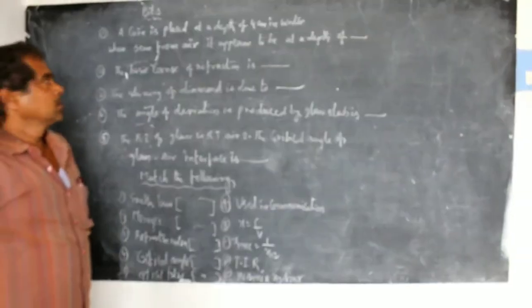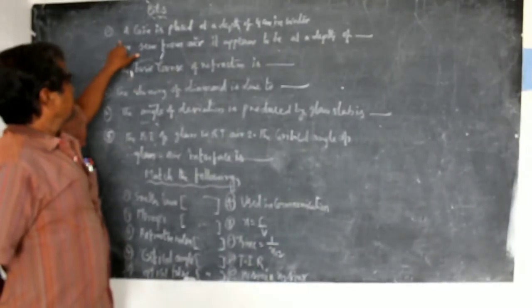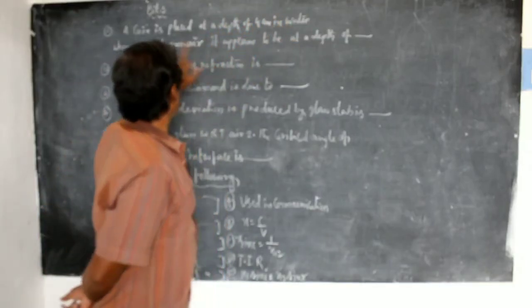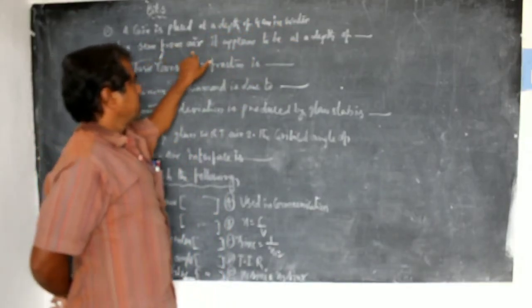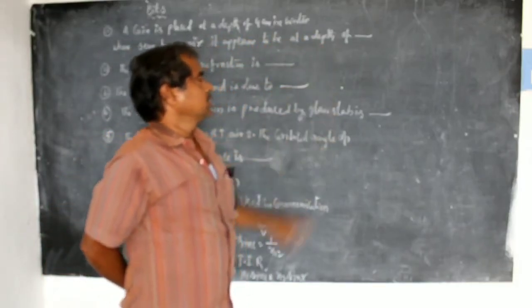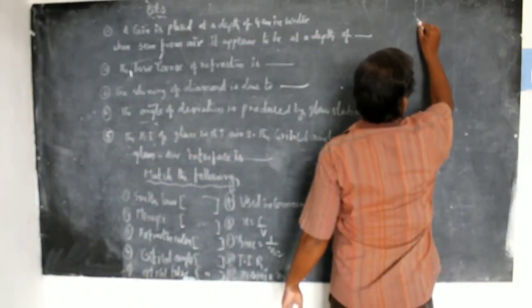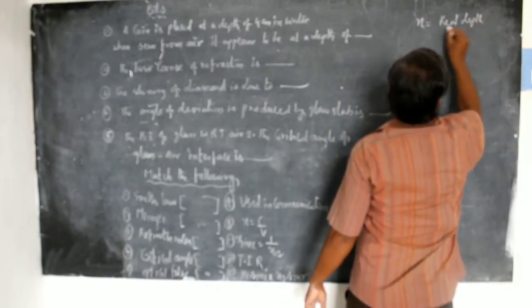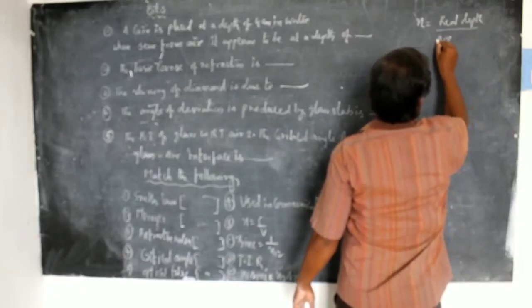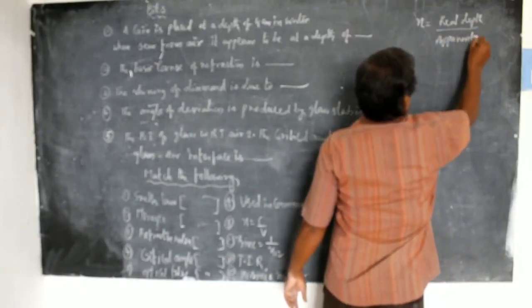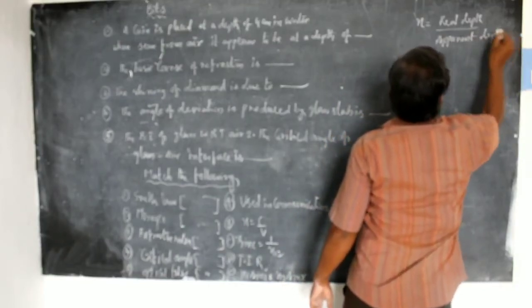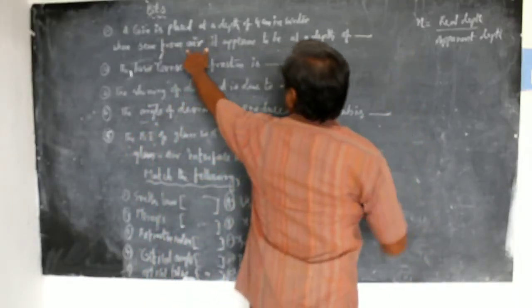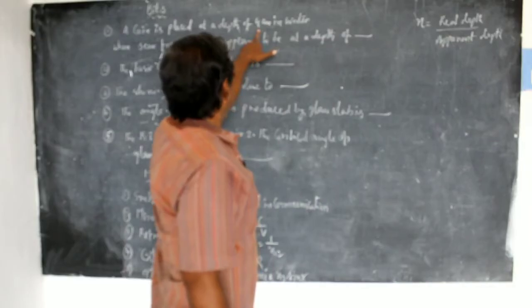Okay. Now here some bits are there. First question: a coin is placed at a depth of 4 centimeters in water. When seen from air, it appears to be at a depth of. So we have one formula: refractive index is equal to real depth divided by apparent depth. Here we have to find the apparent depth, and the real depth is given, 4 centimeters.